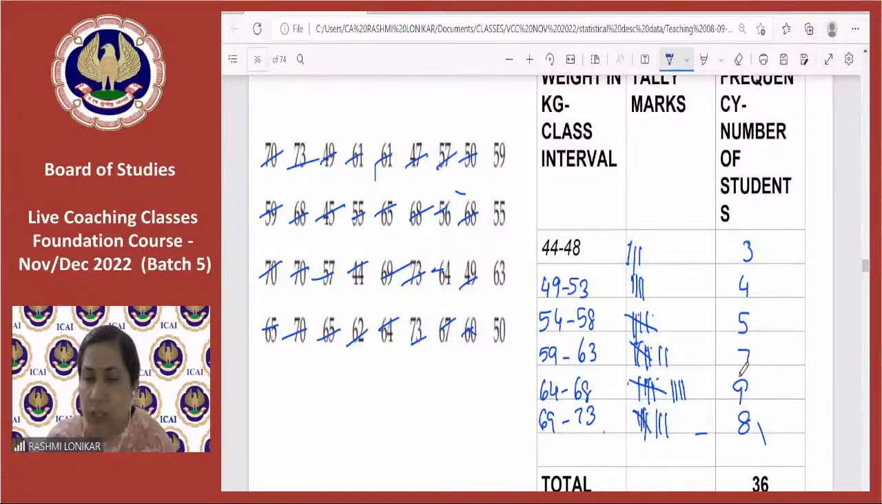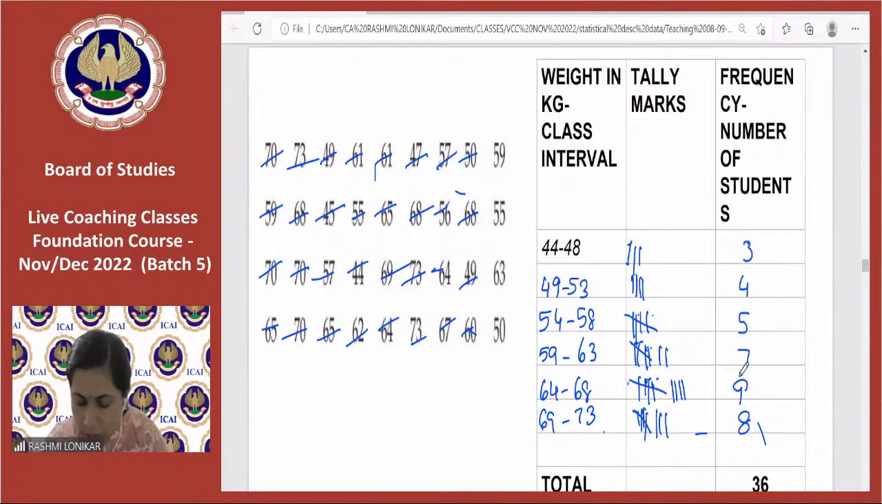Now let me check the total. 3 plus 4 plus 5 plus 7 plus 9 plus 8. That is 36. Okay, so yeah, we are able to form the tally chart and we are able to do this.